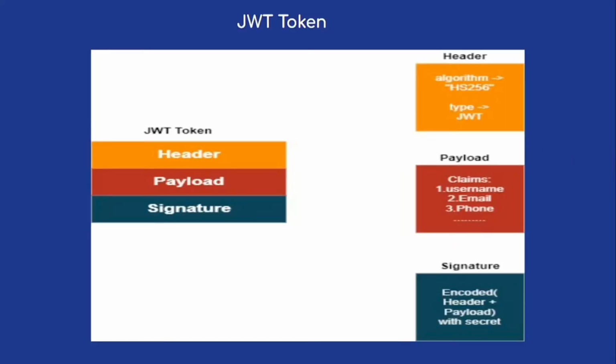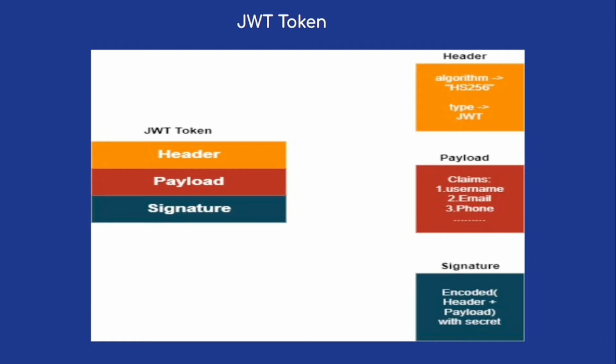So what is a JWT token? JWT token is nothing but JSON Web Token. It is categorized into three parts: header, payload, signature. The header contains the algorithm like HS256 and the token type, that is JWT. The payload contains claims like username, issuer, audience, email, and so on. And the signature contains a digital signature, that means it is an encoding of the header and payload with a secret value. So these are the three main building blocks of a JSON Web Token.